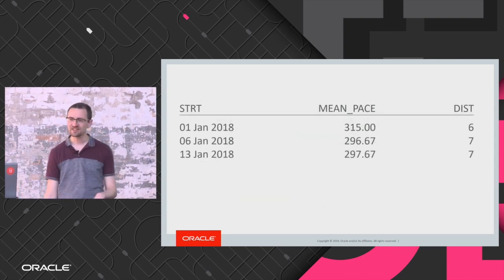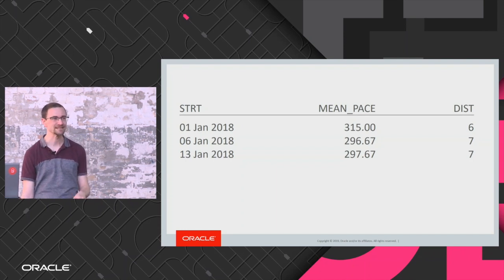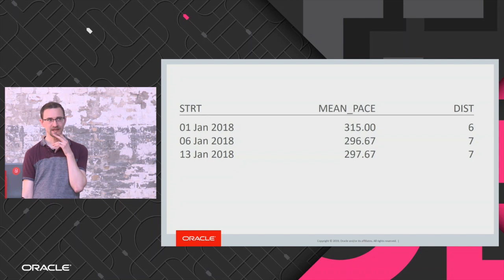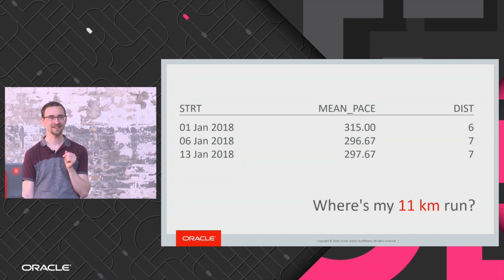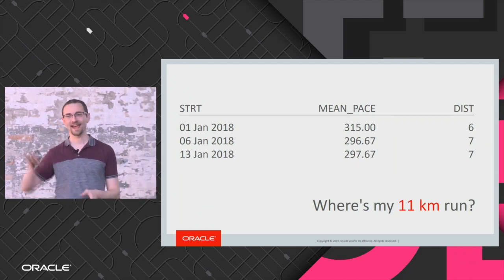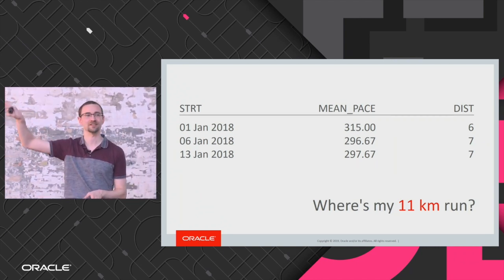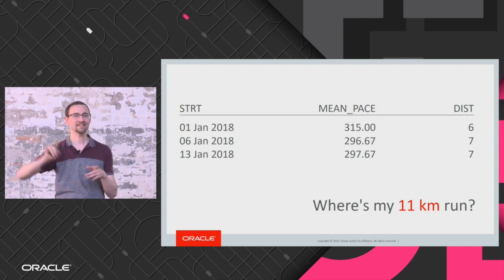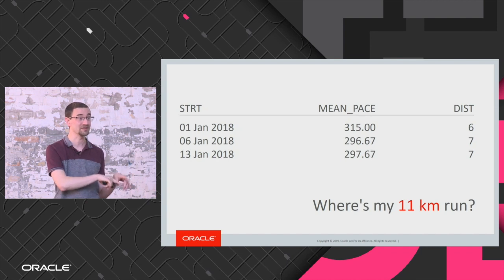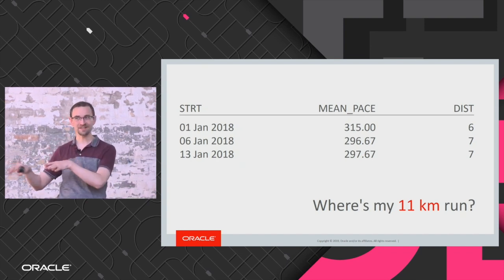So a couple of things. First up, my average pace is around 5 minutes a kilometer. Probably need to improve things. But there's a problem. I'm missing my 11K run, right? I've summed up runs up to a total distance of 10. Anything that is over 10 is going to be excluded from my results set. This is going to give me an overly optimistic picture of how I'm actually going to do on the day, right? The further I run, the slower I get.